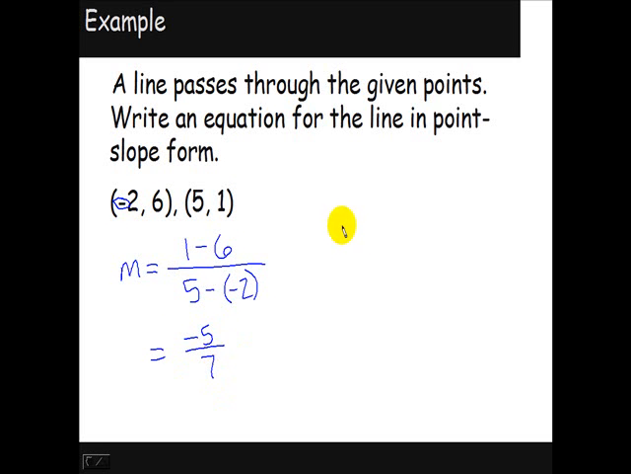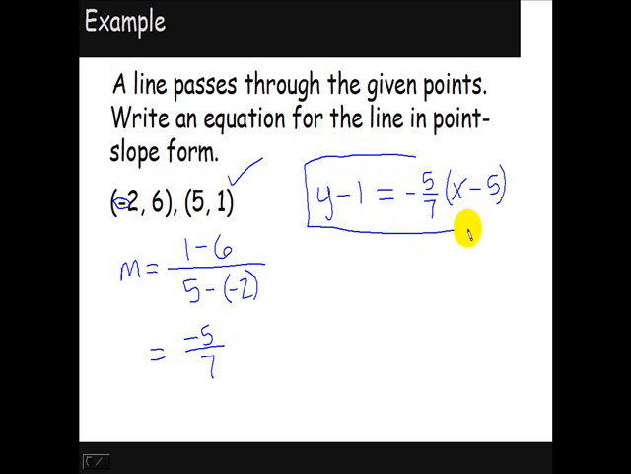So there's my slope. Now I pick a point to work with. I'm gonna work with this one because it's got all positives. It's a little easier to work with. So I've got y minus the y value in the point equals the slope, negative 5/7, times the quantity x minus the x value, and my point is 5. Make sure you work with the same point all the way through when you get to this step. Don't take an x value from one point and a y value from another point. That won't work.